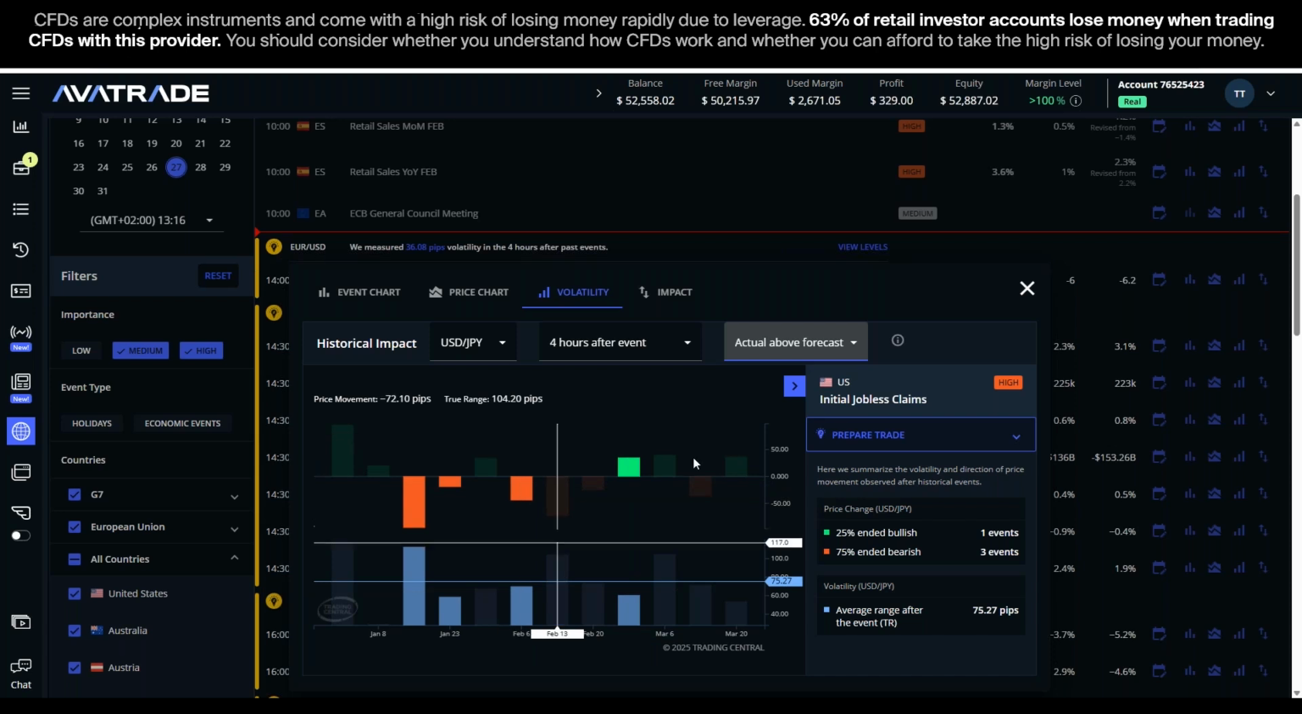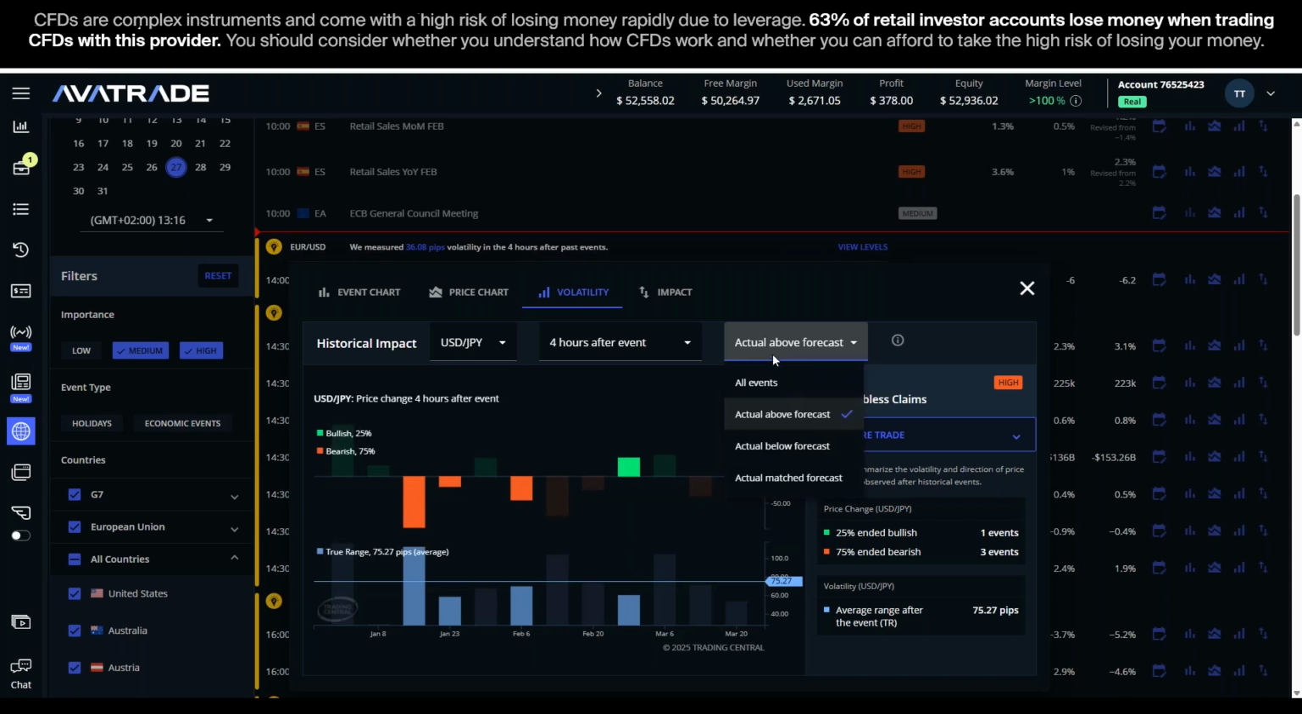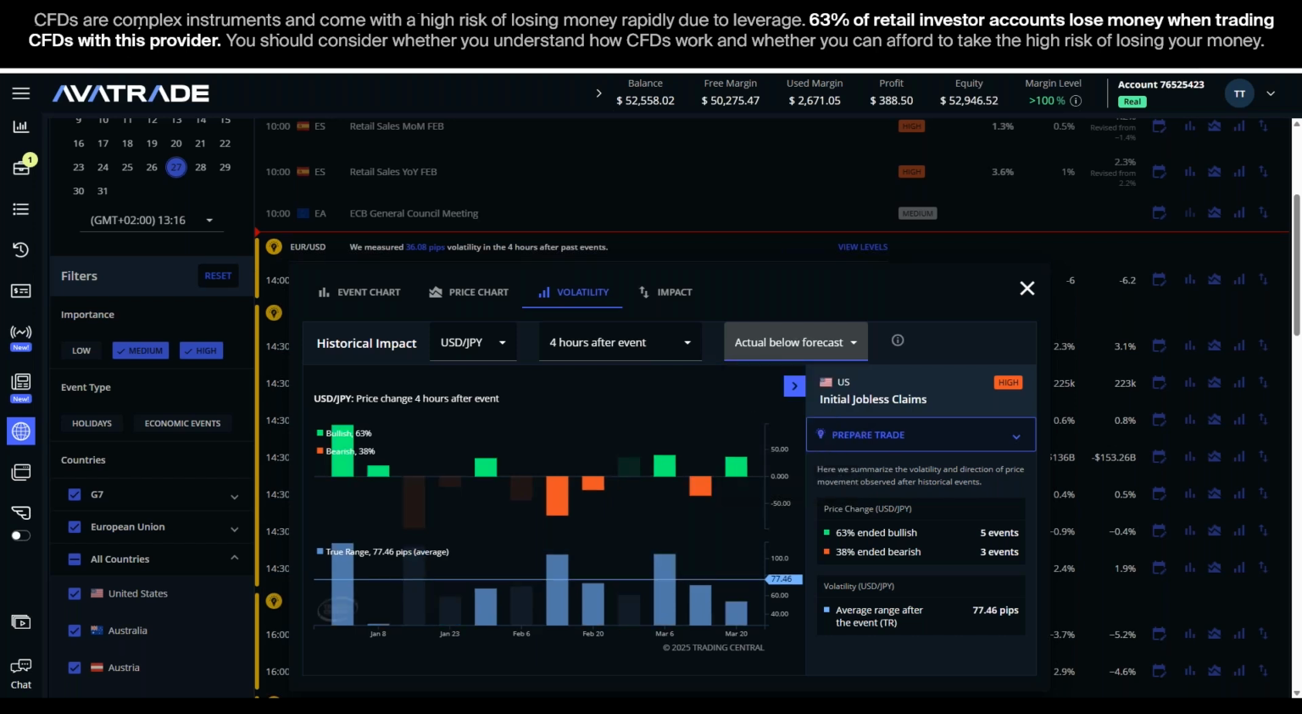The yen strengthened more than the USD. Okay? What if it comes in below forecast, meaning better than expected news, less jobless claims? Look, it's the exact opposite. About 2/3 of the time, the USD went up against the yen. The yen weakened relative to the US dollar, strengthening with the better than expected economic news out of the US.